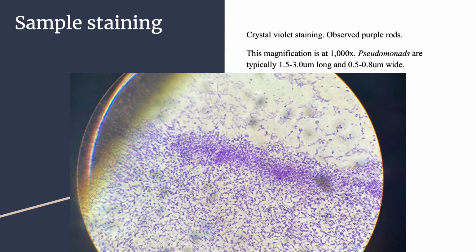Next, we did sample staining, and I did a simple crystal violet staining, and with this crystal violet staining, we observed purple rods. Pseudomonads are typically 1.5 to 3 micrometers long and 0.5 to 0.8 micrometers wide, which is consistent with this image at 1,000 times magnification.